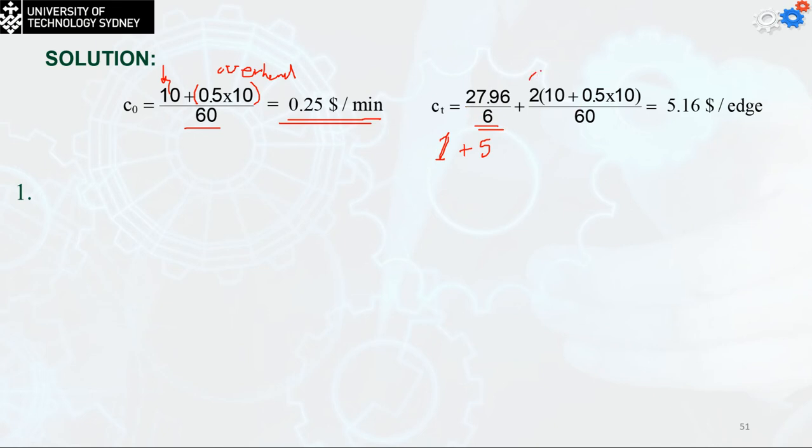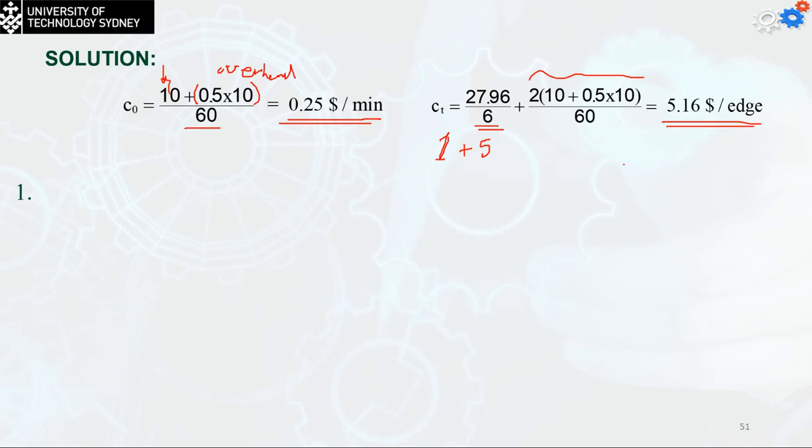Now, in this part, we are going to have the grinding cost of the tool. We have 2 minutes spent on the grinding. The cost is going to be $10 plus 50% of the $10, and this will make it $15 per hour, divided by 60, and is going to be in total $5.16 per edge.